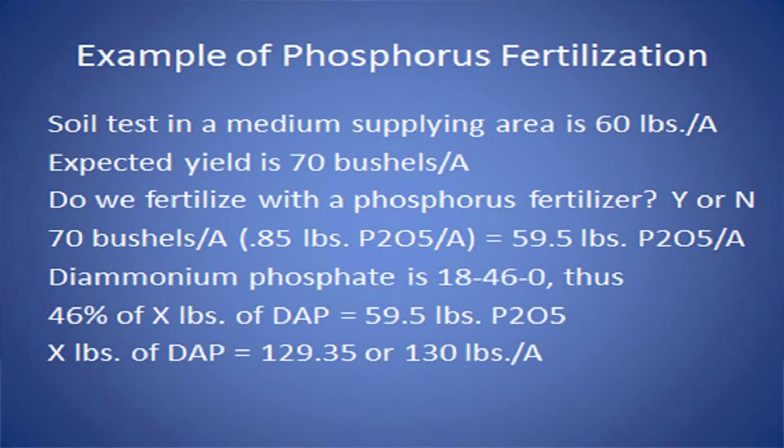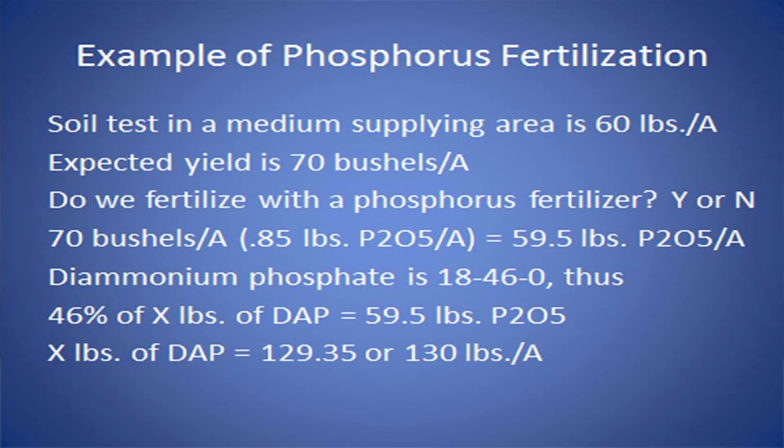I want to talk a little bit about what it's going to take to make some money, maybe on our fertility program. For example, if I have an expected yield of 70 bushels, and I'm going to use some DAP, and I've got about a 60 test, do I need to do anything as far as fertility? Yeah, I need some fertilizer for that. That's at the top of my range, but I need it here, don't I? Could I get by without putting any fertilizer on? Maybe, but I don't want to take that chance because I need to make some money if I can.